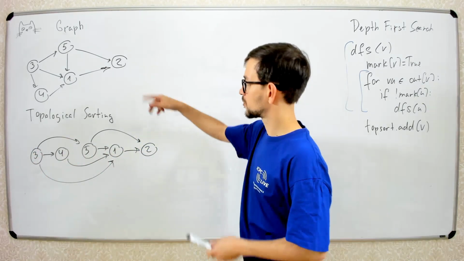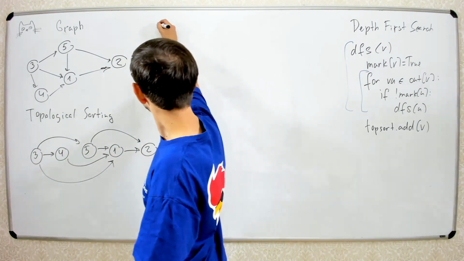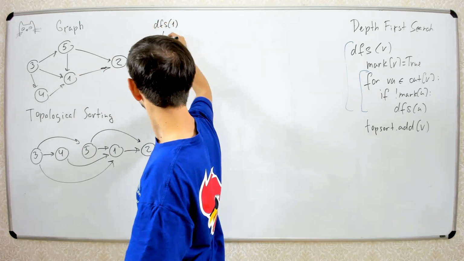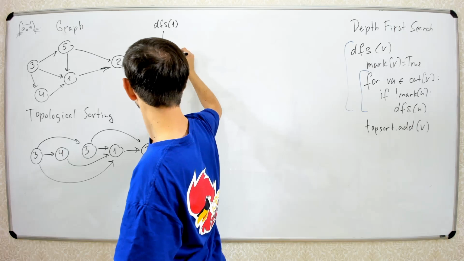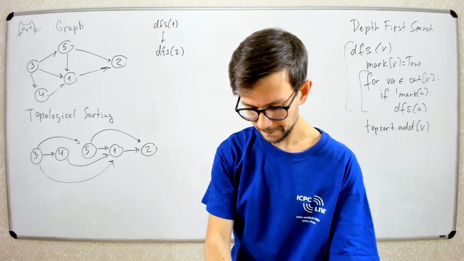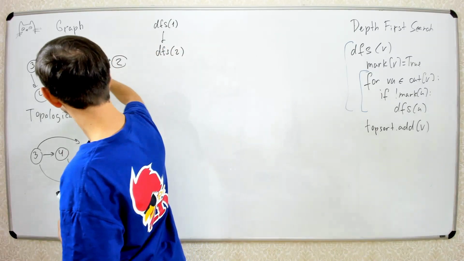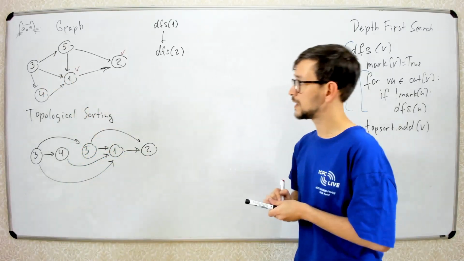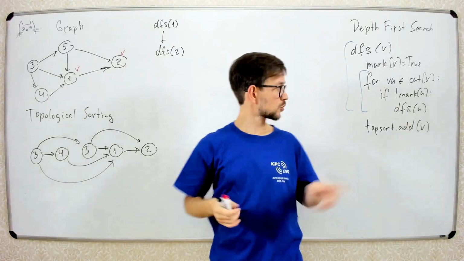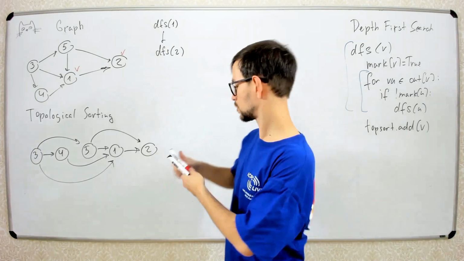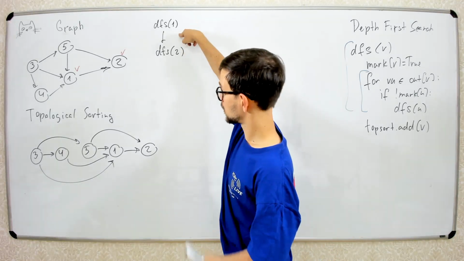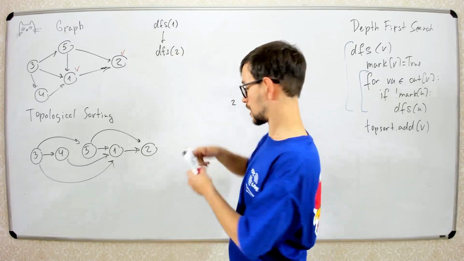So for example, let's run from here. If you start the DFS from node 1, you go to node 2. So you mark this, you mark this. Then there's nowhere to go from this node 2, so you output node 2 into your list. Let's put it here. Then you go back. There's nowhere to go from node 1, so you output node 1.